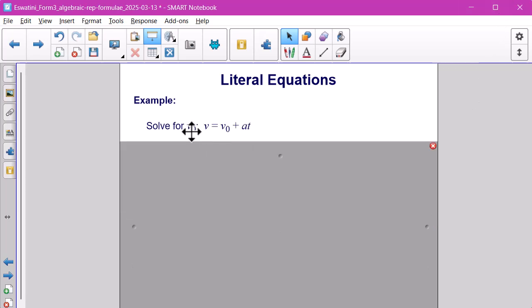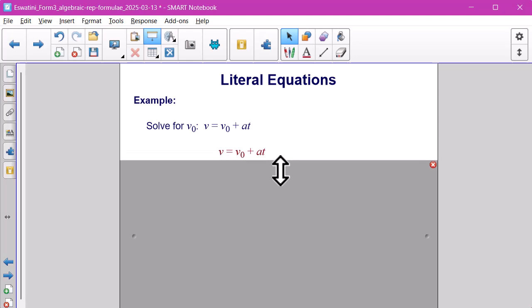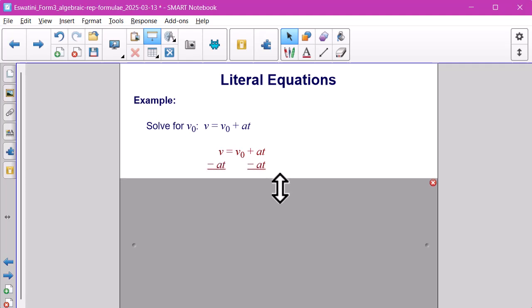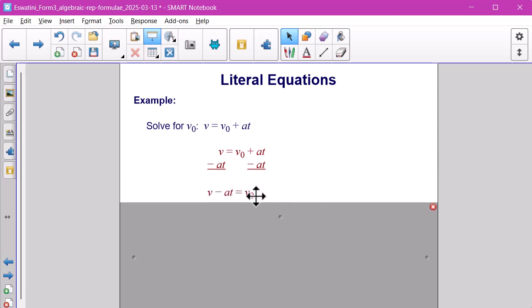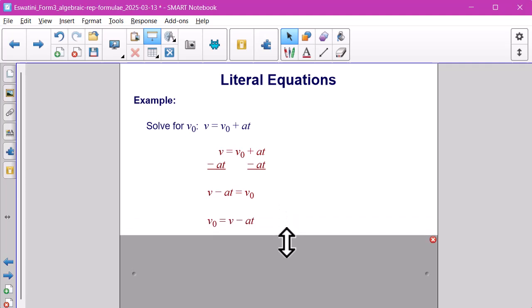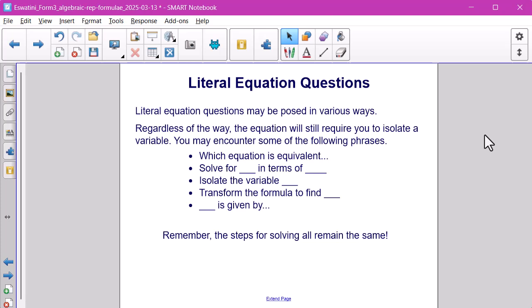Solve the equation for v sub 0. We have v for velocity is equal to v initial, the initial velocity, plus acceleration times time, at. In order to solve this for v initial, or v sub 0, we're going to subtract the at from both sides of the equation. And when we do that, we will end up getting that v initial is equal to v minus a times t. And then we can also rewrite it with v initial on the left-hand side of the equation, and it remains the same. Literal equation questions may be posed in various ways.